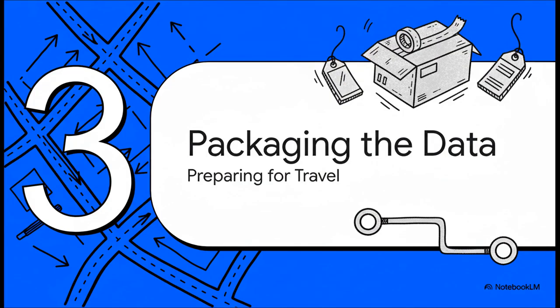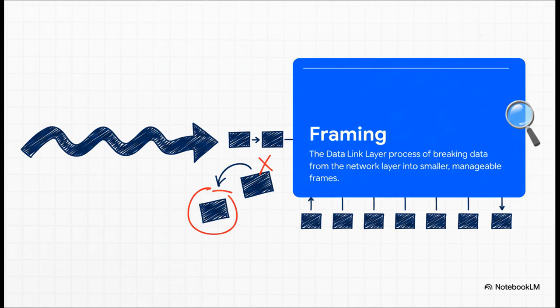Okay, we have the roads, the map, and the traffic rules. Awesome. Now, let's talk about the data itself. Before you can send a message, you have to package it up properly for the long trip ahead. And this is the job of what we call the data link layer. See, you don't just send a whole video file or a giant email as one continuous stream of ones and zeros.